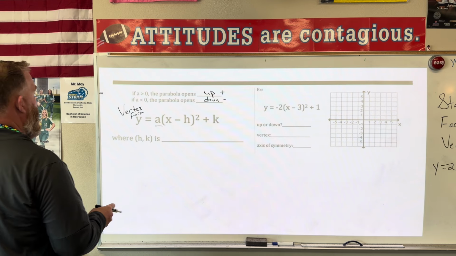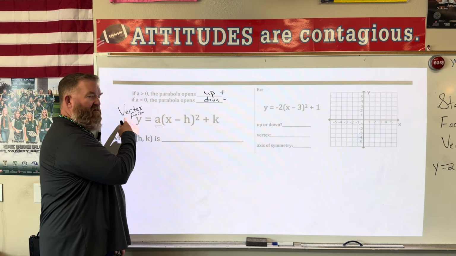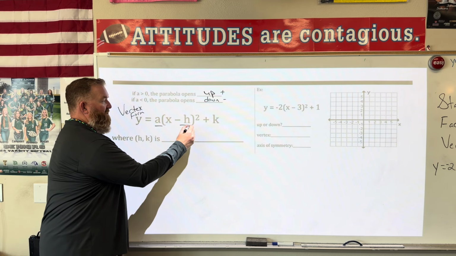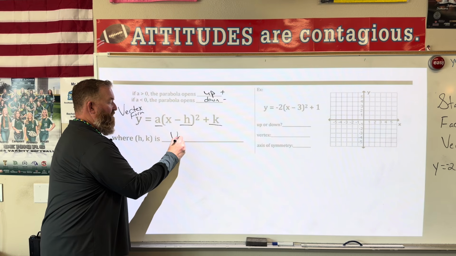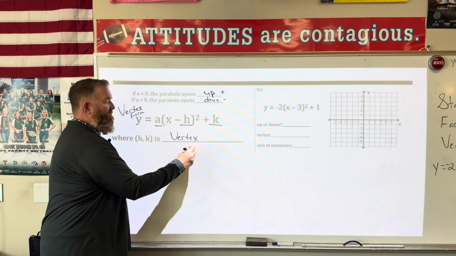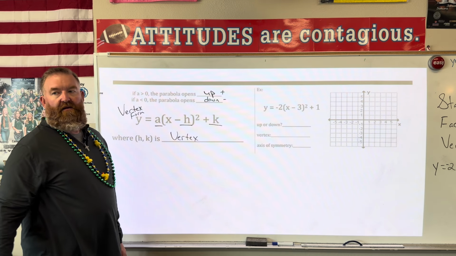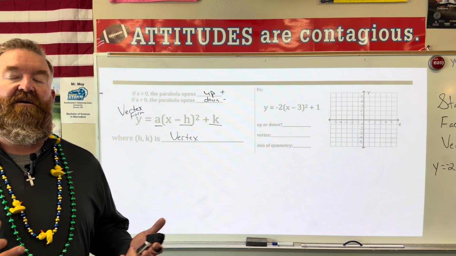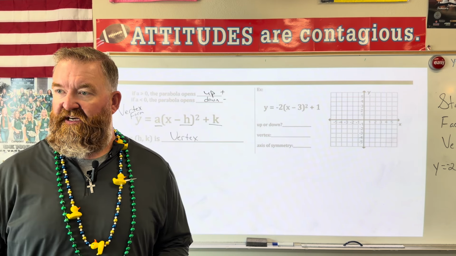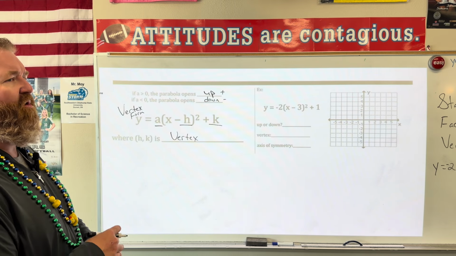All right, here we go. What is h, k? What form is this called? So what do you think this is? That's going to be your vertex. So we can take the numbers out of the vertex form and find the vertex. I was trying to get the wording correctly.